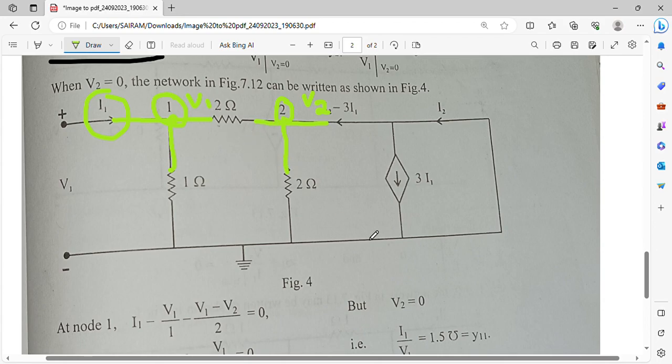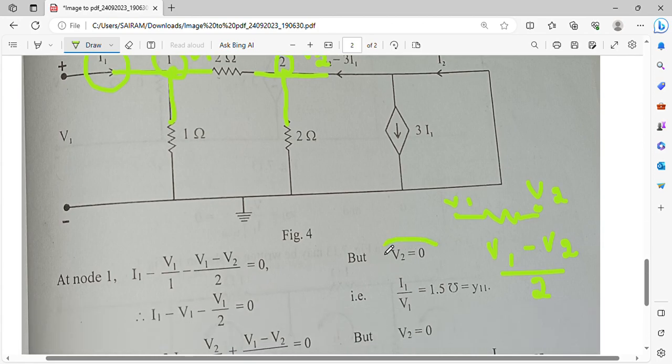There is a resistance between the two nodes. This is one node having voltage V1, and here is one node having voltage V2, and if there is any resistance in between, you are going to subtract V1 minus V2, that whole divided by the resistance present between the two nodes, right? The voltage of the two nodes, right? That is what we have done over here, which is equal to 0.